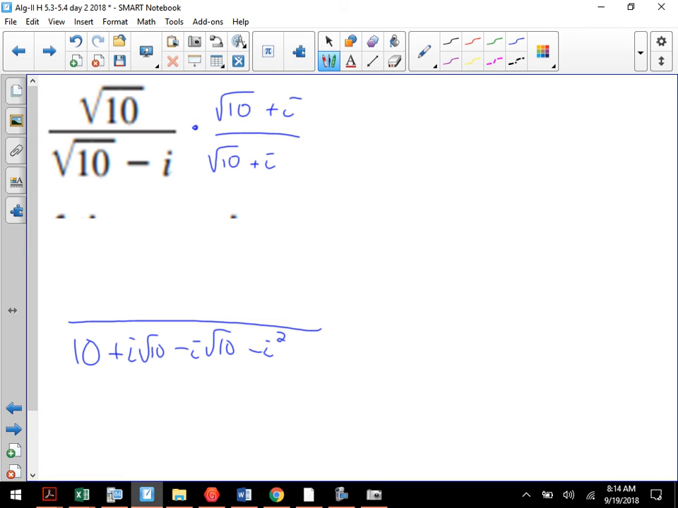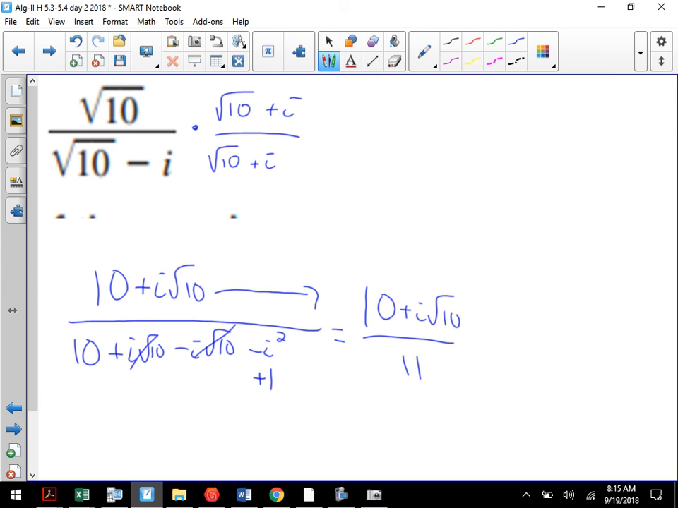The i root 10s drop. Everybody okay with that? And then what's negative i squared? 1. Very good. This equals a positive 1, because i squared is negative 1, so minus negative 1 is plus 1. So your denominator becomes 11. Your numerator, distribute that root 10 in, you get root 10 times root 10, which is 10, and then it's plus i root 10. So your answer would be (10 + i root 10) over 11. And that's how it simplifies itself. That's exactly what your answer would be.